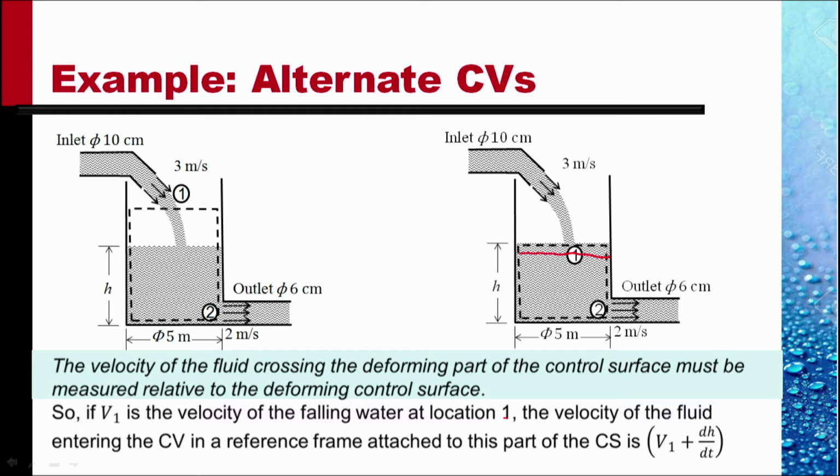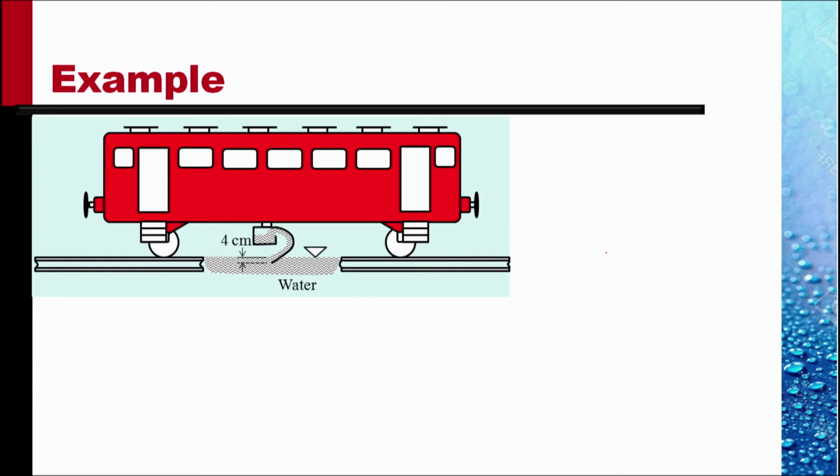So, V1 is the velocity of the falling water at location 1. The velocity of the fluid entering the control volume in a reference frame attached to this part of the control surface is V1 plus dH by dt. And if we use this equation, we would again get back the same result. Let's take another example.